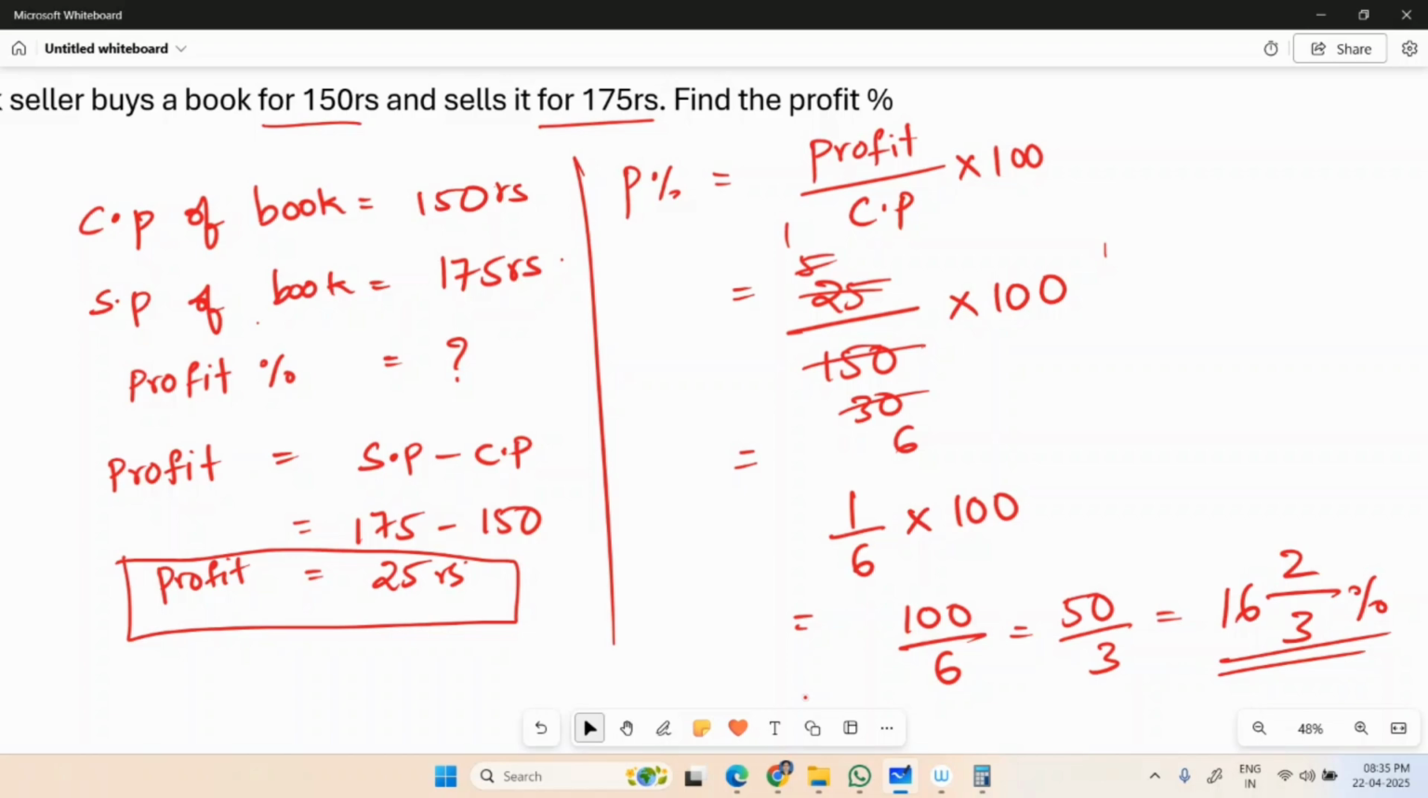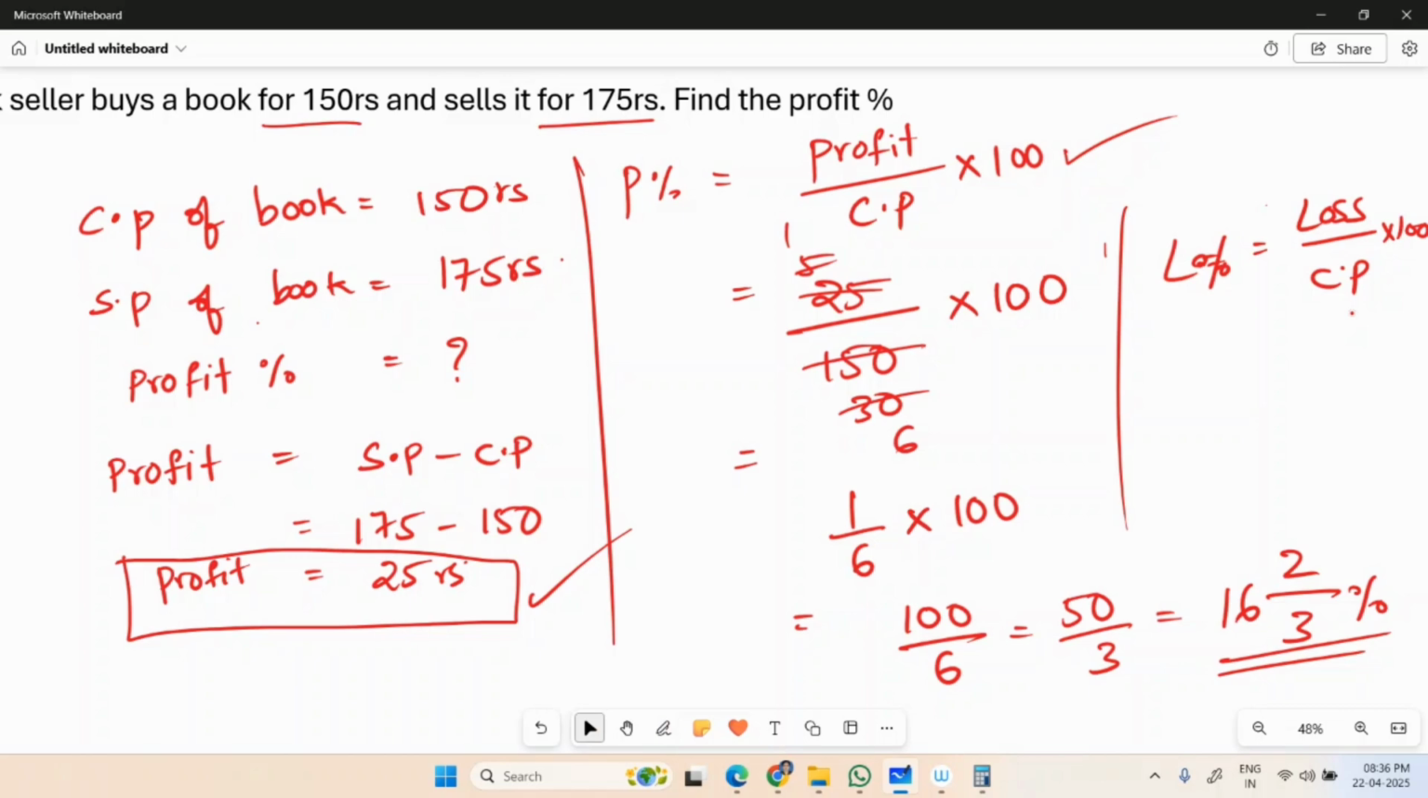Okay, this is how we find out the profit percentage. To find out the profit percentage, first we will find out the profit and then we will use our formula to find out the profit percentage. The same way we will find the loss percentage by using the formula loss percentage equals loss by cost price times 100. For that, first we find out the loss and then we divide it by cost price and multiply by 100.